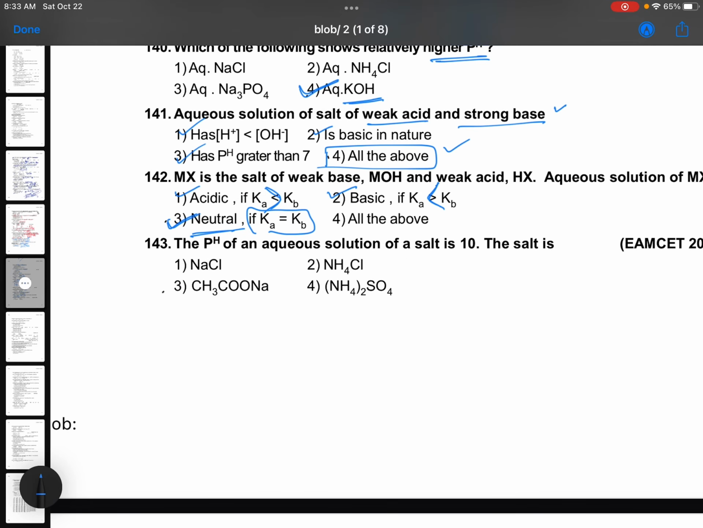The pH of an aqueous solution of a salt is 10. The salt is, obviously, you can see, a strong base salt. Strong base salt is CH3COONa. The other one is pH 7, neutral.